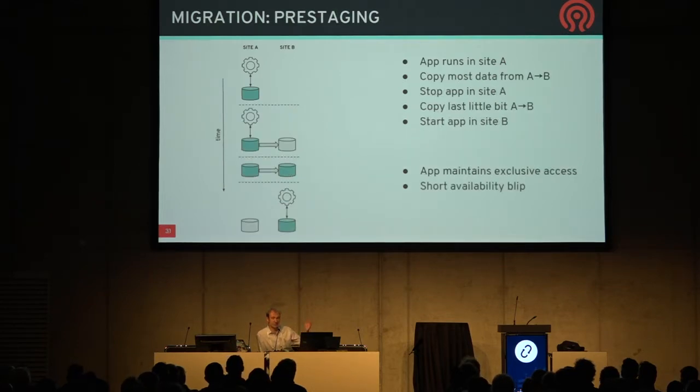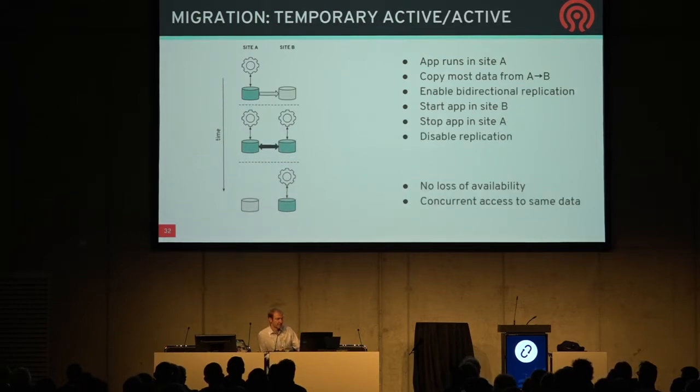So we can improve on that by copying most of the data over while the application is running, and then stopping it for a shorter period of time and only doing that last synchronization to get everything in sync. Then you take that availability gap and make it much shorter. That's an improvement, but you still have an availability gap. What we really would like in an ideal world is no availability gap, so you can seamlessly move an application from site A to site B without compromising availability.